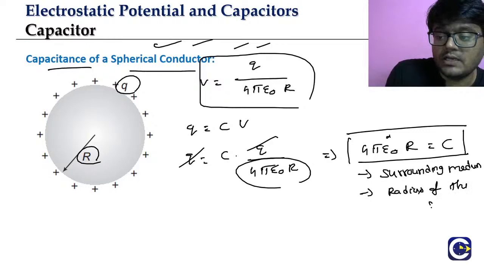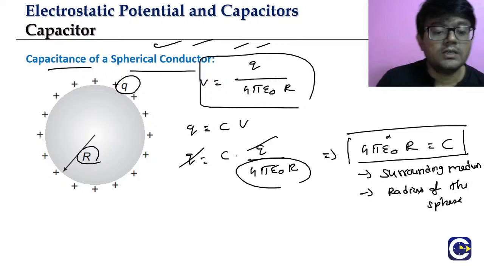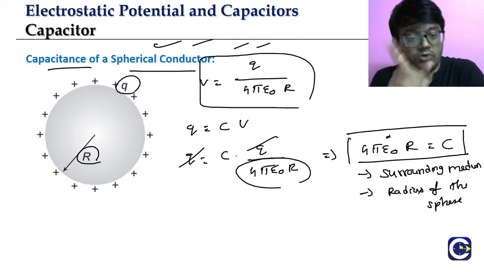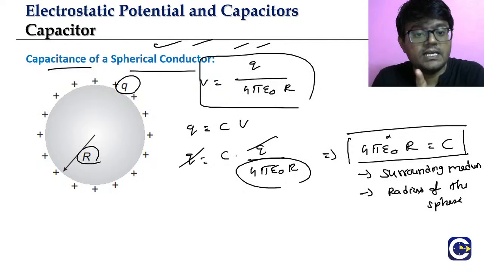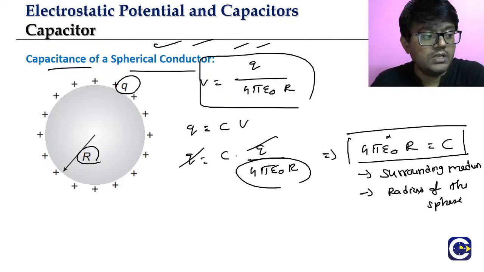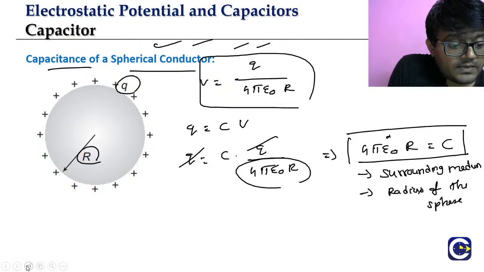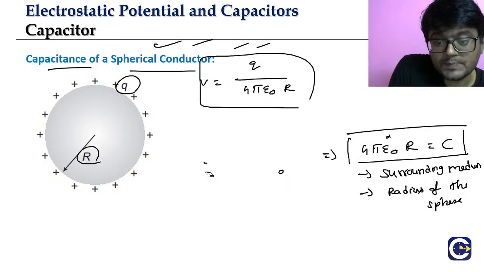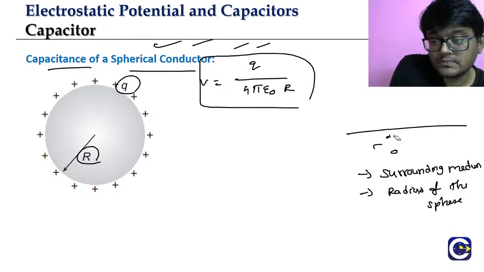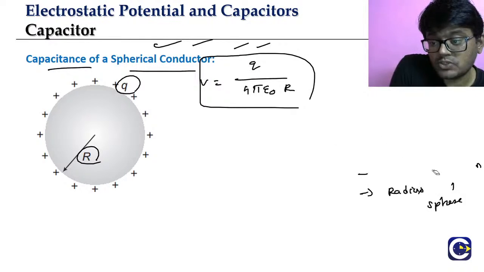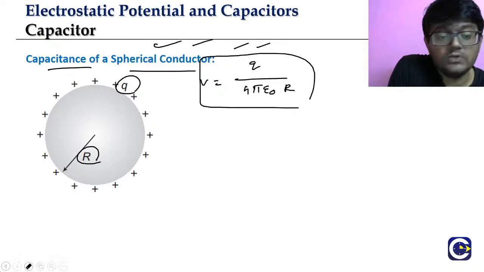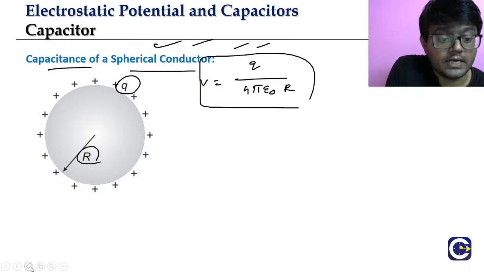of the sphere, that's all. So it depends upon the permittivity of the surrounding medium, and whatever the permittivity value of the medium around the sphere, it depends on that. Then it also depends upon the radius of the spherical conductor. Okay? So this is the capacitance of a spherical conductor. We should remember the formula: the capacitance value is equal to 4 pi epsilon naught into r.